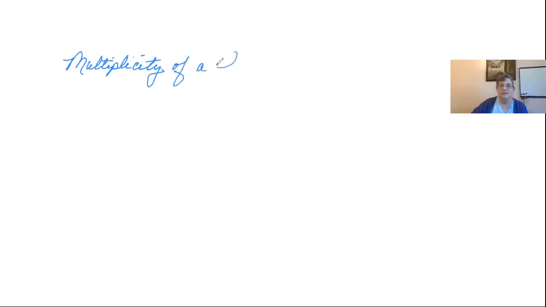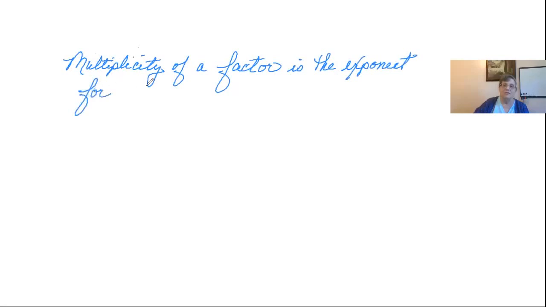The multiplicity of a factor is the exponent for that factor. In other words, it tells us how many of the factors for this polynomial happen to match that factor. I think an example would help.